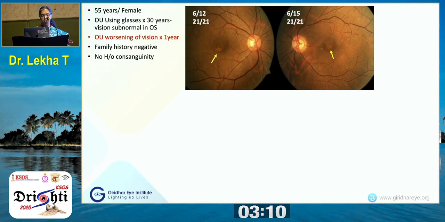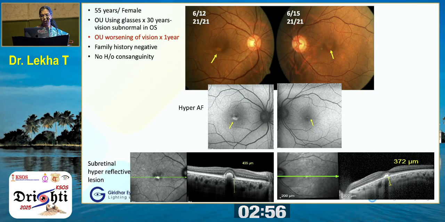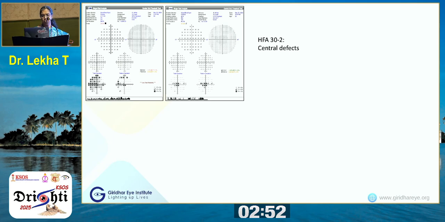This is a 55-year-old lady. She said she has been having subnormal vision in one eye earlier, but a little worsening in the last 1 year. Vision was reasonably okay. Color vision was normal. We could see yellowish deposits in the foveal area in both eyes with hyperautofluorescence on FAF and hyperreflective subretinal material on OCT. Field showed a few central defects.